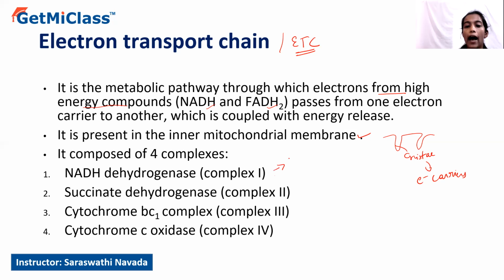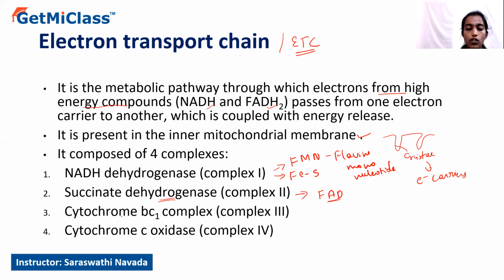and this NADH dehydrogenase is composed of a flavoprotein called FMN, that is flavin mononucleotide. Similarly, it is composed of several molecules of iron sulfur protein. So these two are the components of NADH dehydrogenase. And the second complex is succinate dehydrogenase, also called complex 2. This complex 2 is associated with the FAD molecule, so it is coupled with the reduction or oxidation of FAD. So that is complex 2.